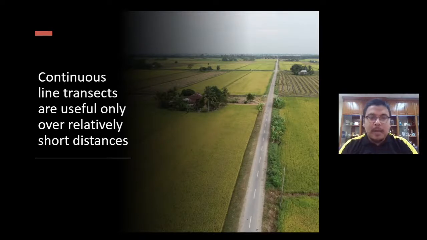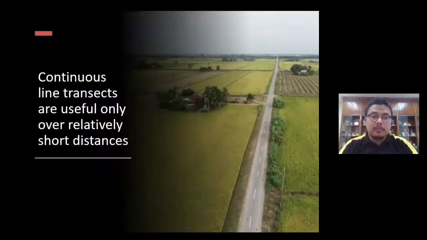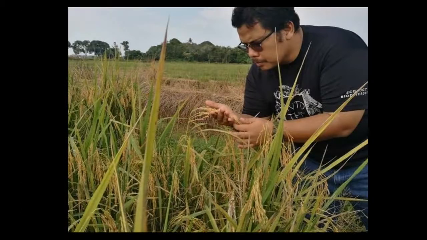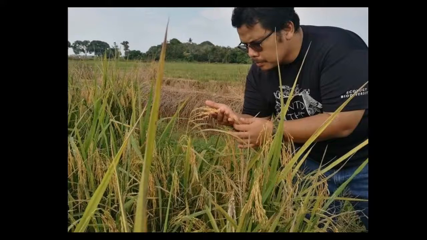However, where individual organisms are sparsely distributed along the line, for example, in a desert or on barren land, continuous line transects become workable over a longer distance. So it is important to bear in mind that the type of method in line transect which is most suitable will depend entirely on the habitat under investigation and on the purpose of the survey.